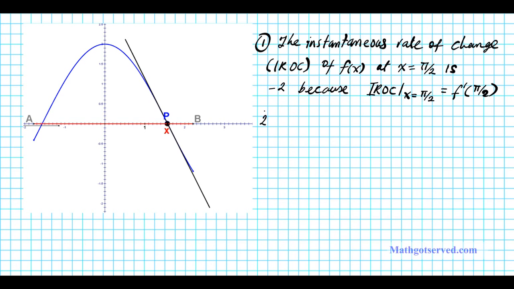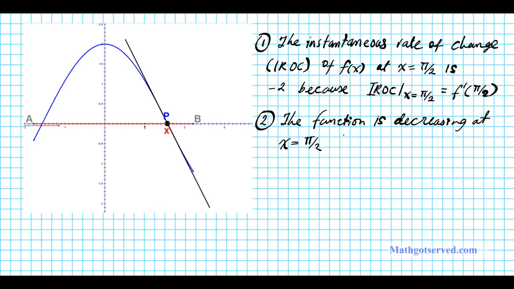What else can I deduce from this situation right here? Number 2, I can deduce that the function is decreasing at x equals pi over 2. Well, it's obvious from the graph, but what does calculus tell us about that? Can we use our tools from calculus to support this conclusion?